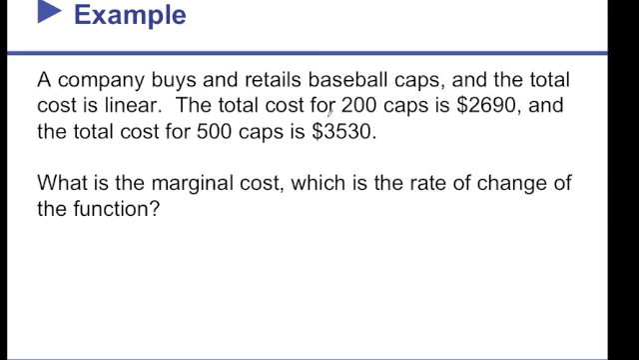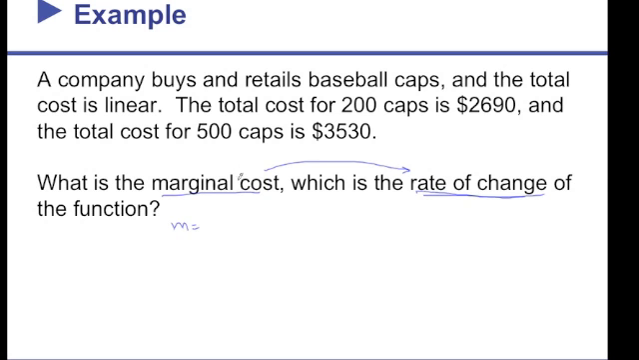A company buys and retails baseball caps, and the total cost is linear. The total cost for 200 caps is $2,690. The total cost for 500 caps is $3,530. What is the marginal cost, which is the rate of change? Marginal cost is rate of change, while the rate of change is the slope.